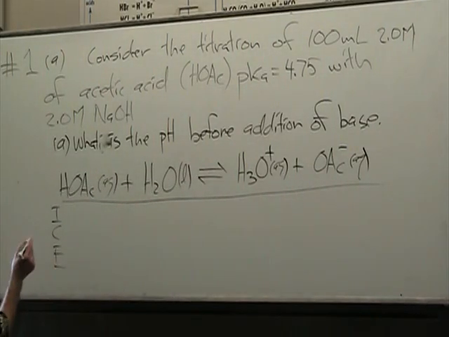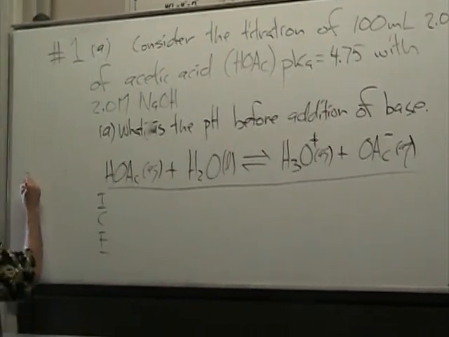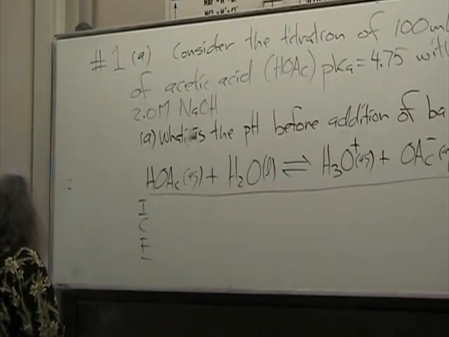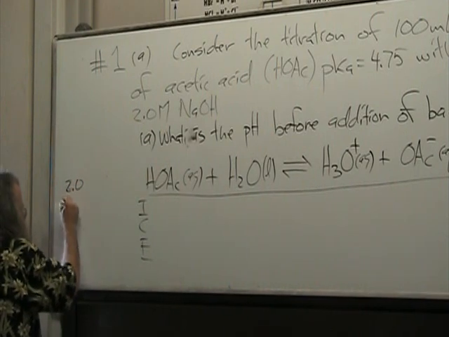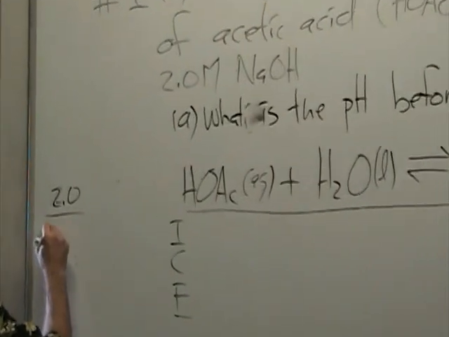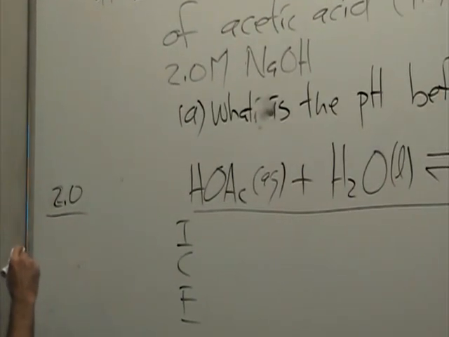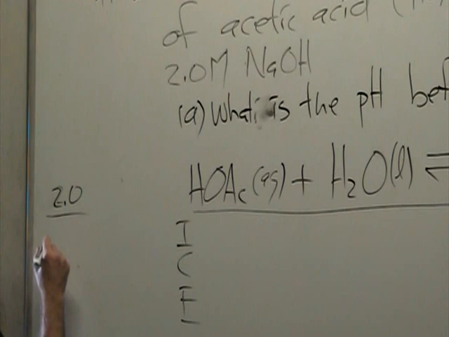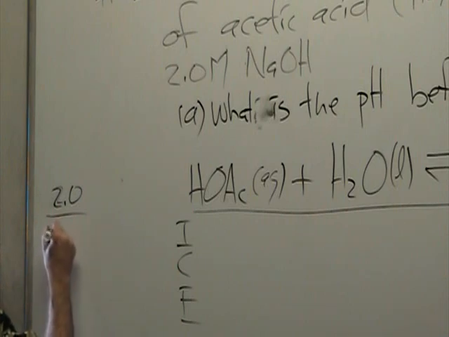So the approximation we have to check is 2.0 molar divided by the Ka, and the Ka is what? 1.8 times 10 to the negative 5. Yes, but there is a more convenient way of expressing it. Ka is 10 to the negative pKa, so 10 to the negative 4.75.